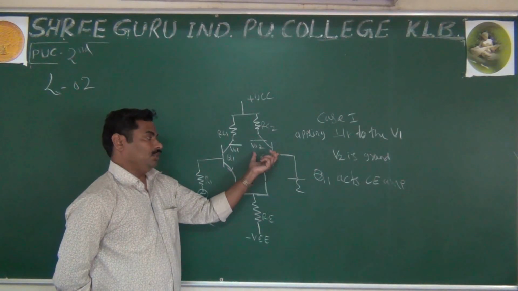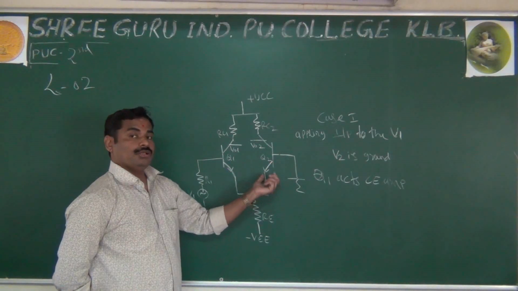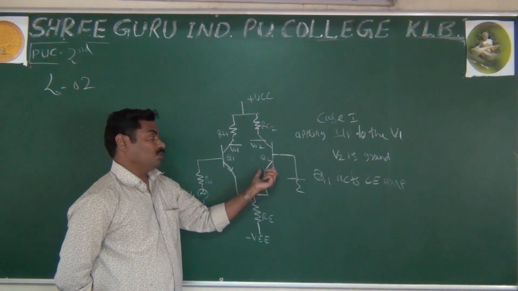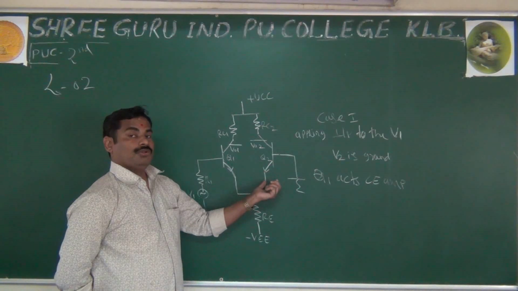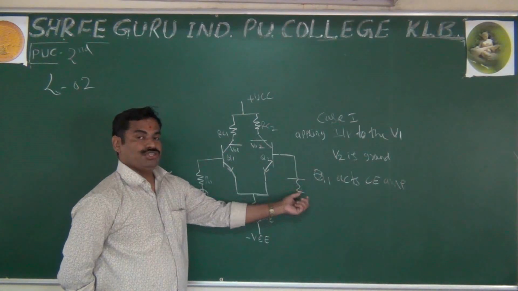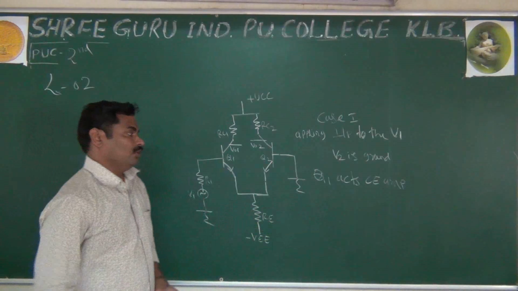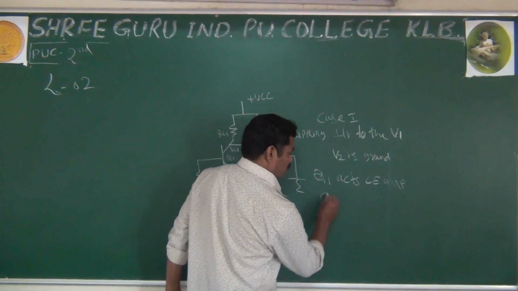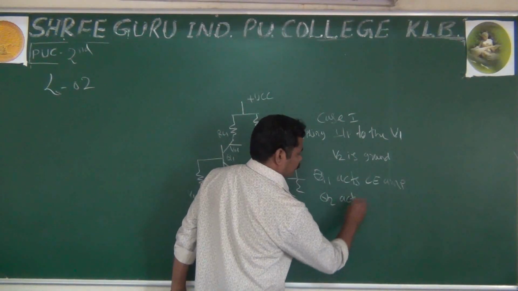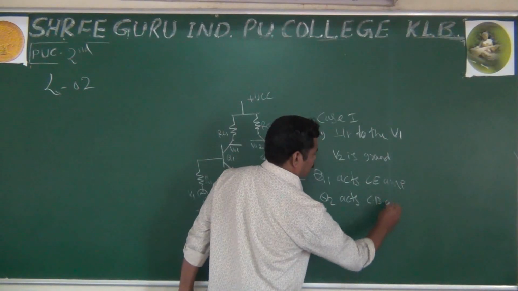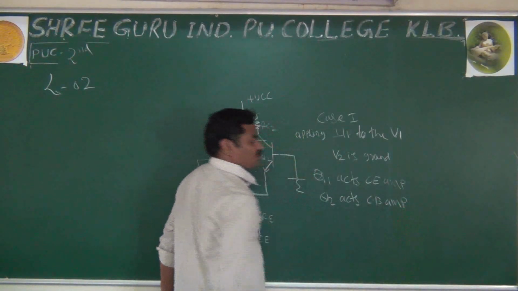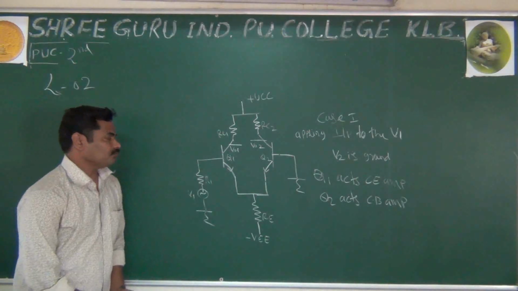It means in Q2 we are applying input to the emitter. In Q2 you are applying the input to the emitter, and the base is grounded. It means Q2 acts as a CB amplifier. Q2 acts as a CB amplifier. So follow what I am saying.